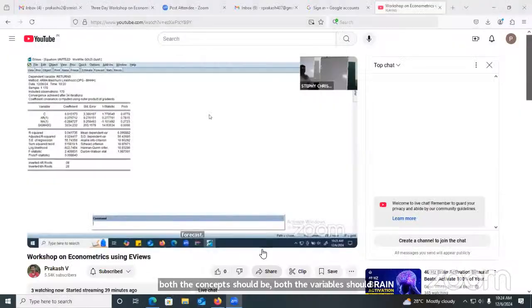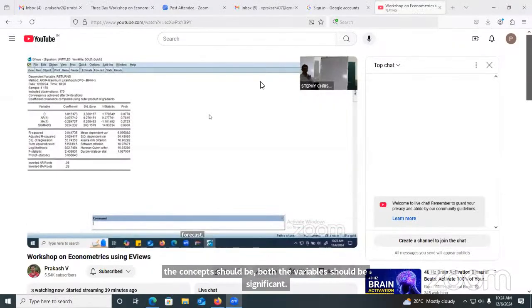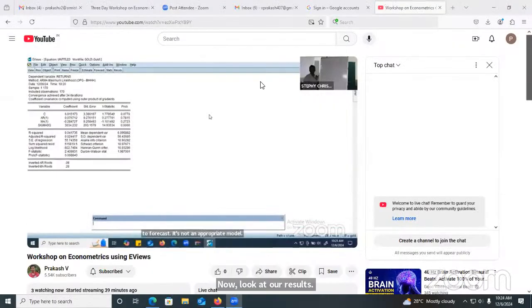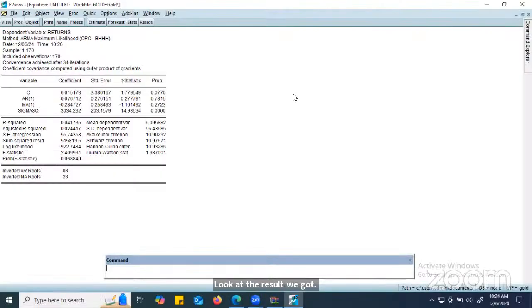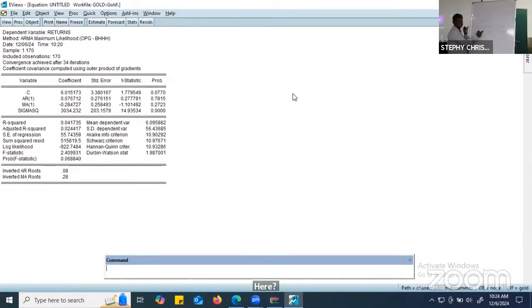Now, look at our results, the results which you got. Okay, so what is your observation? The AR term. Which model is this? ARIMA 1, 1, 1. So AR 1, order of integration 1 because we are using the first difference data, and the last one is 1.